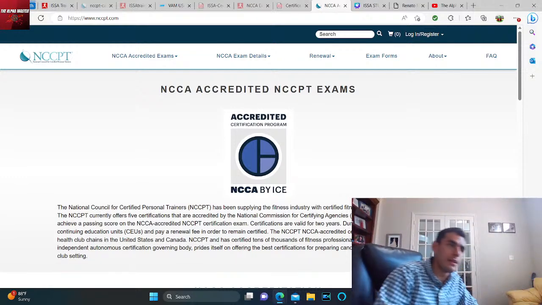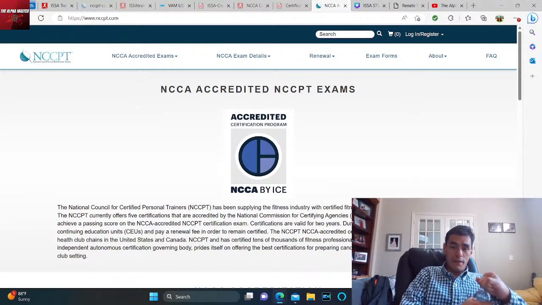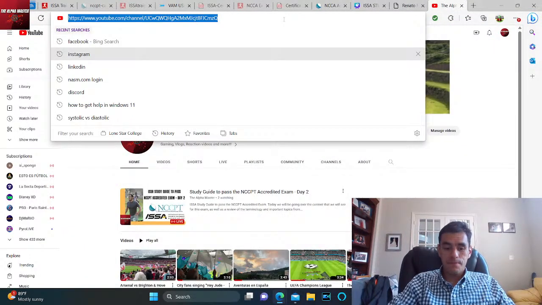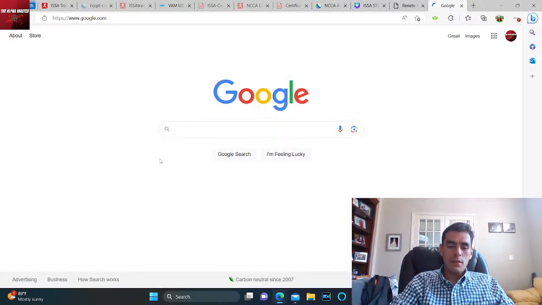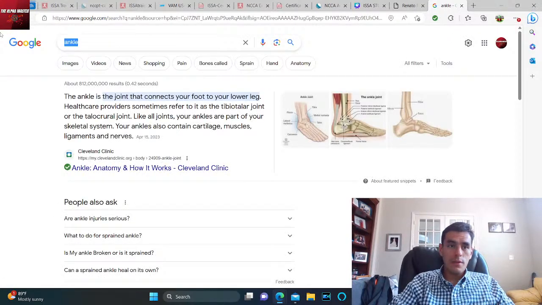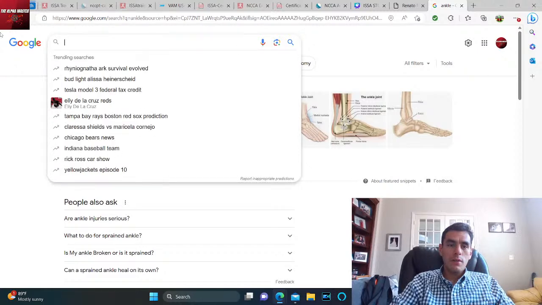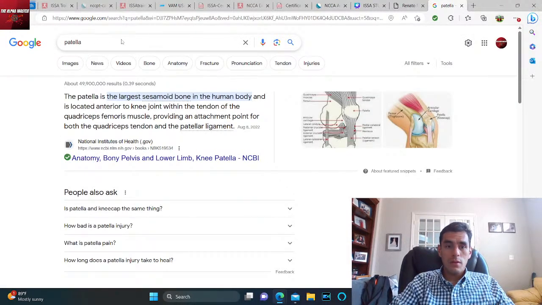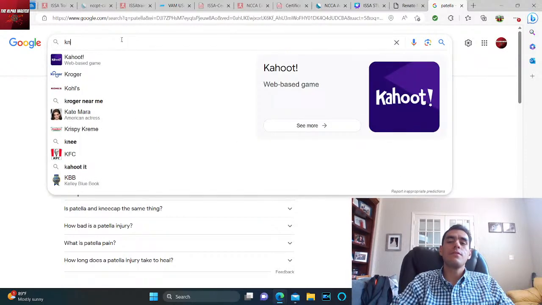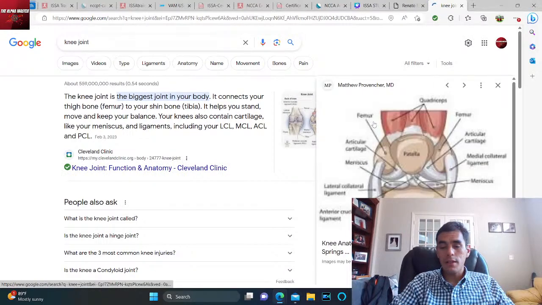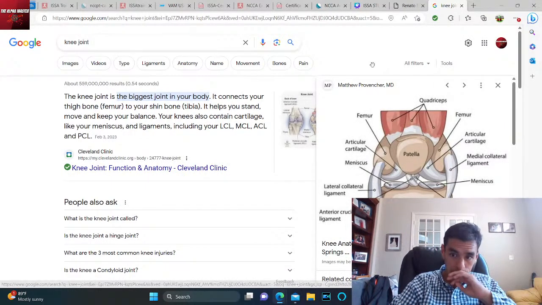I think I just broke my fulcrum. What's the name of the ankle? No, but it's my patella. The knee joint. Knee joint, bruv, with the patella, the tibia, the femur.